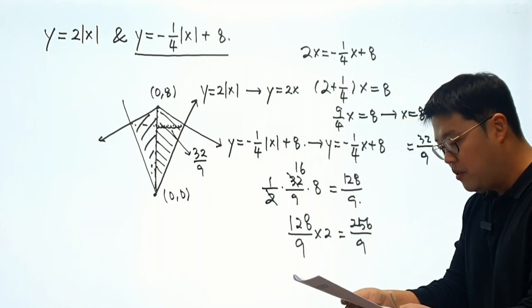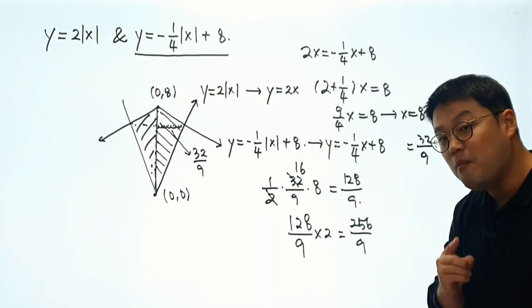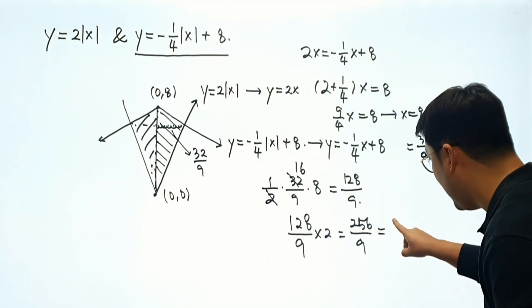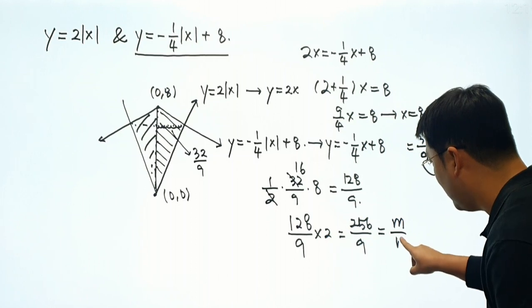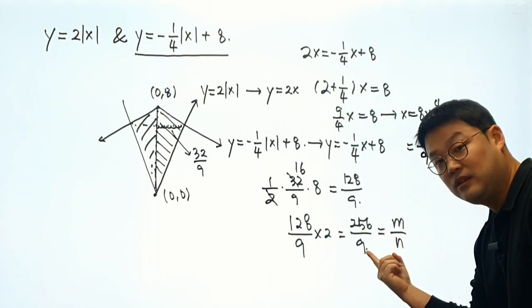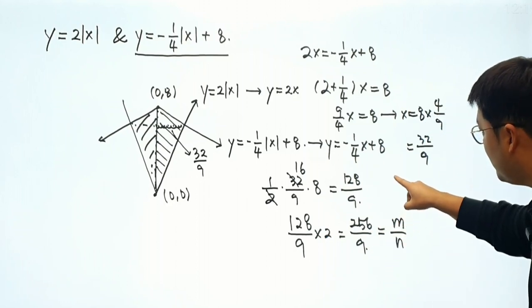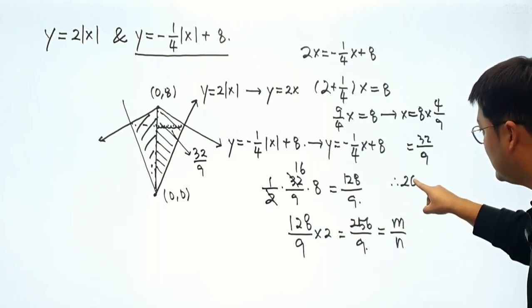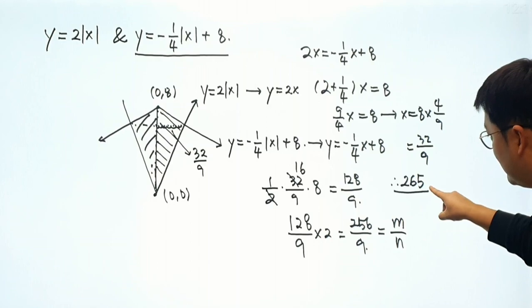So what do we need to get? We need to get m over n. This is going to be m, and this is going to be n. Why? Because they are already relatively prime: one of the numbers is even, the other is odd. So the answer that we want is going to be 265, and that shall be it.